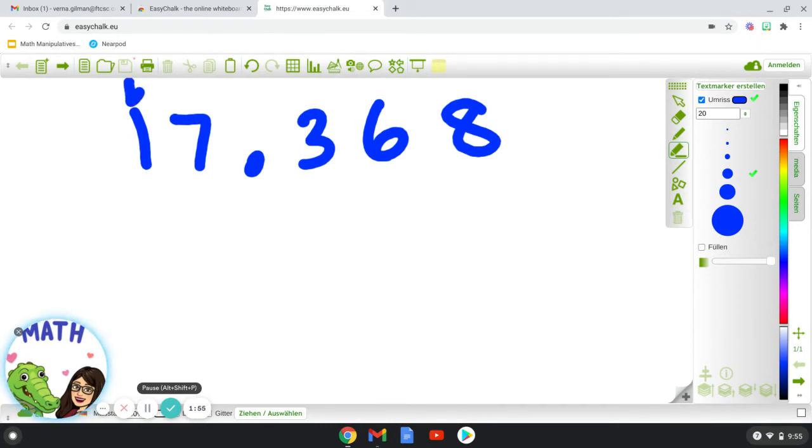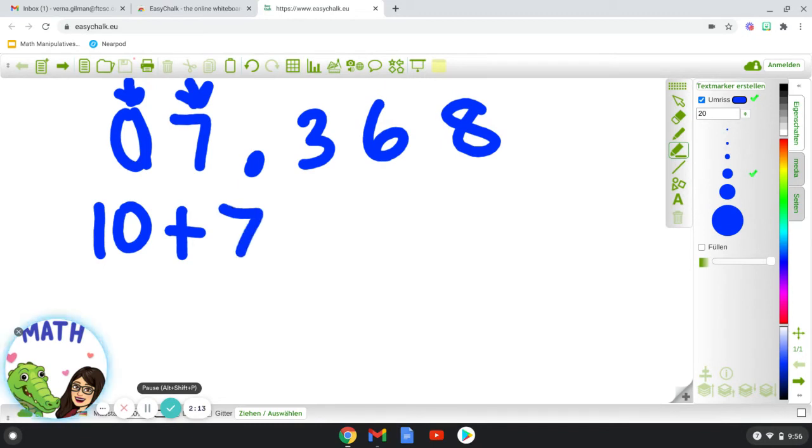I'm going to start by looking at this column right here. I know that that is in my tens column. That means it is worth 10 because there's 1 ten. Make it into a 0. Then I will move to this column. That is my ones column. That means it is exactly worth 7. Make it into a 0.